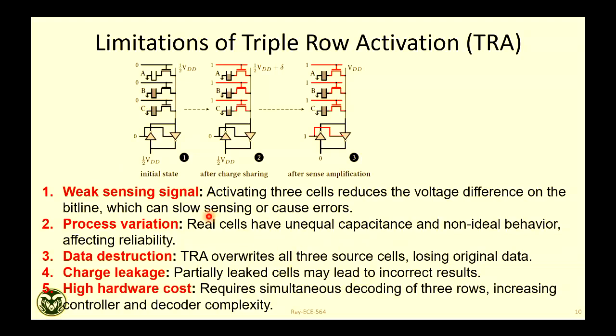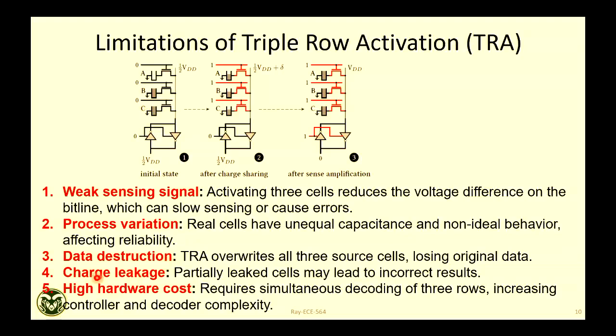So they acknowledge those problems. One is there is a weak sensing signal because after charge sharing, delta can be very small, right? It is not, say, 50 millivolts, it can be 10 millivolts or lower. Process variation: not all cells will have the same capacitance, there are some differences in capacitance. That can also cause erroneous results. Data is destructed. Data destruction means the operand data is destructed, which is not desired.